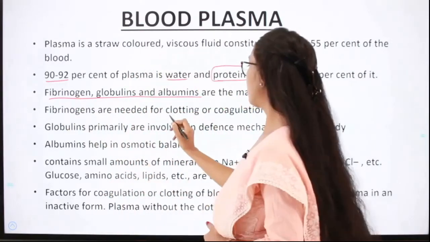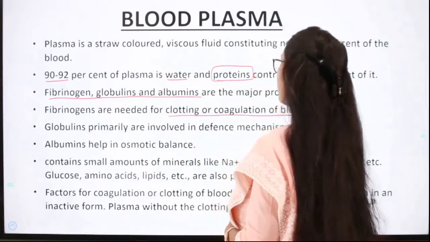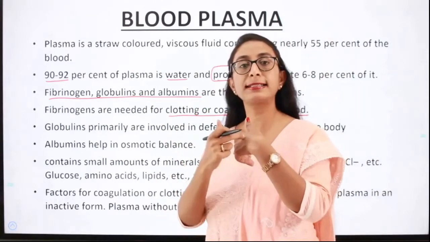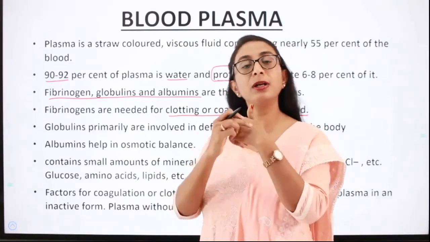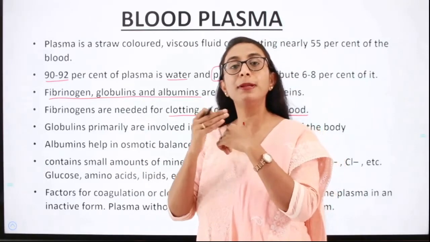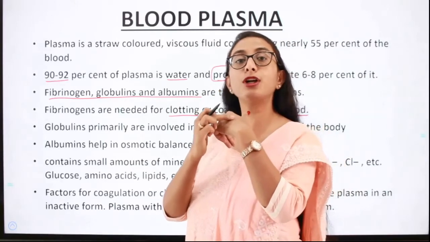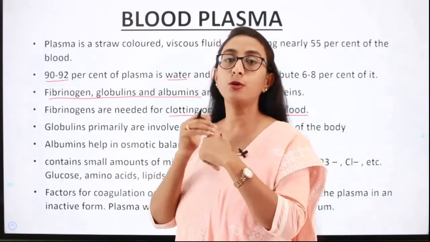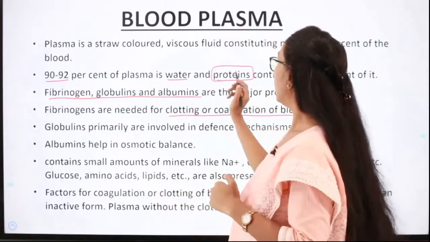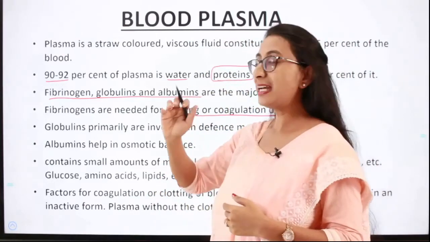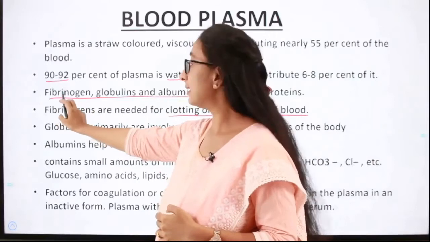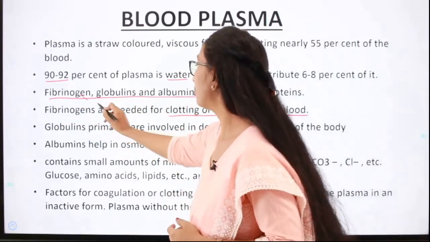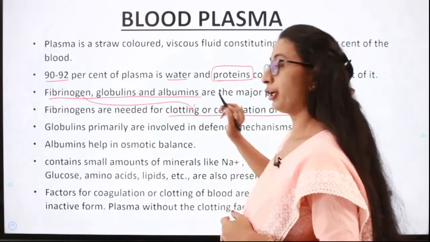Fibrinogen is responsible for clotting or coagulation of blood. What do you mean by blood clotting? Whenever we have an injury, we cut our skin, there will be blood flowing out. But within a few seconds, you can find that the blood flow automatically stops and it forms a clot in that place of injury. That is what we mean by blood clotting or coagulation, right? So it is the fibrinogens which are responsible for clotting of the blood.